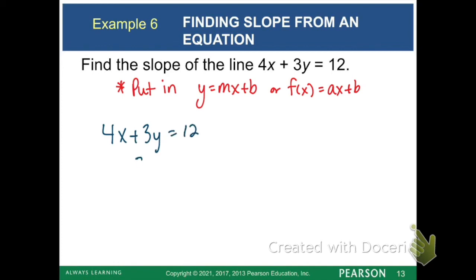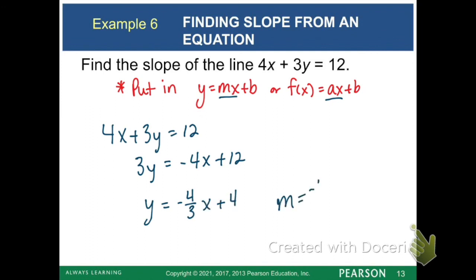The first thing I'm going to do when solving for y is move my x term over. I'm subtracting the 4x over. -4x and 12 are not like terms, so I cannot combine them, so I'm just going to put them side by side. I always put my x term first because that's what it looks like in both of these forms. And now to get y alone, I need to divide every term by 3. And now I can identify my slope, my m, as -4/3. Make sure you don't write that as -4/3 x.